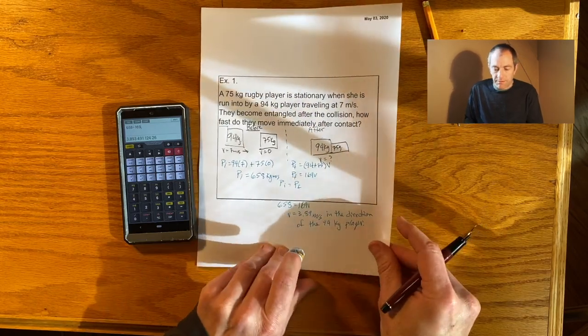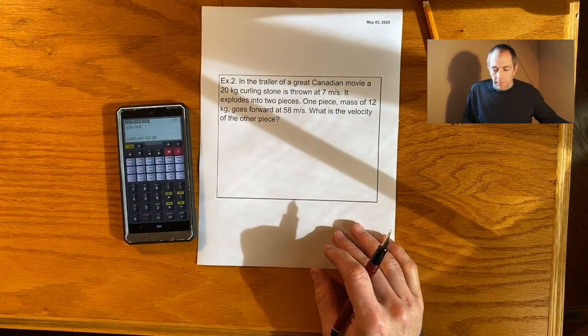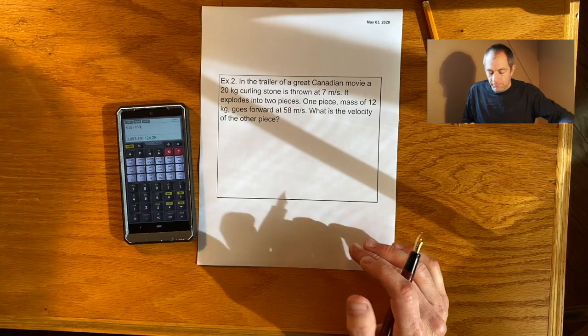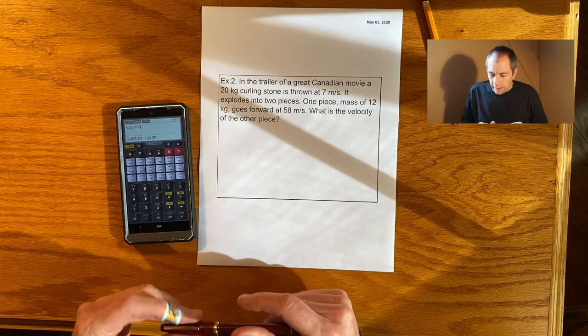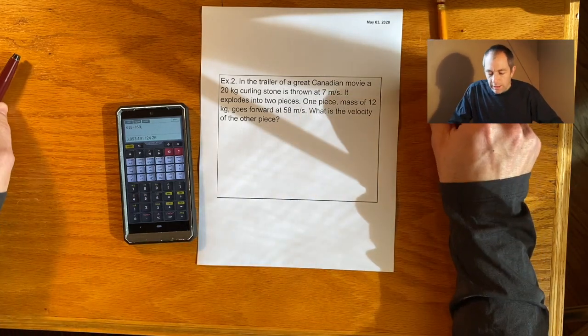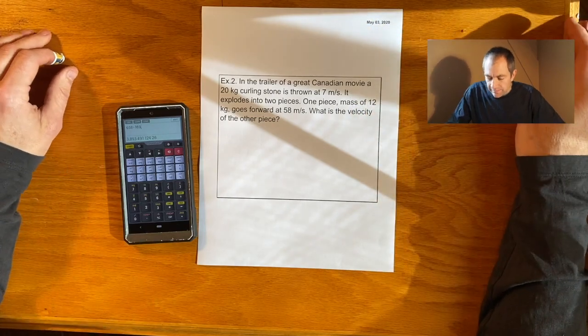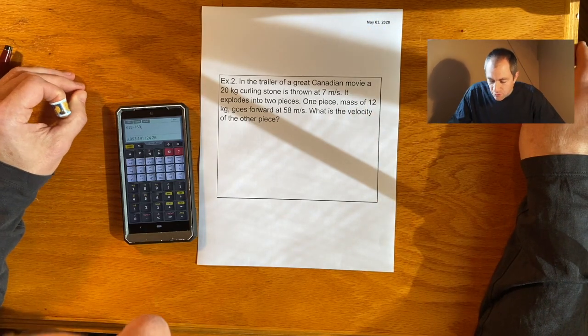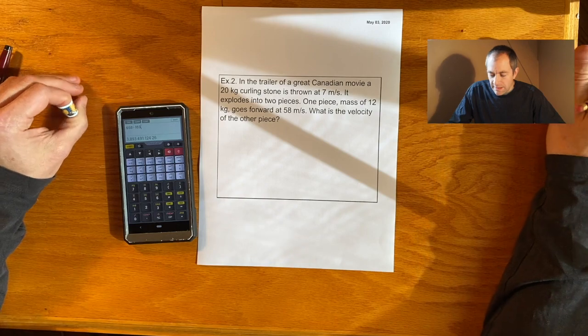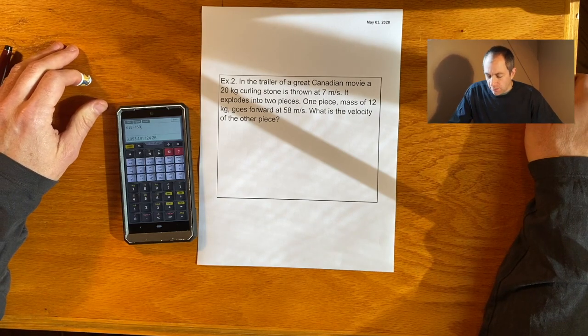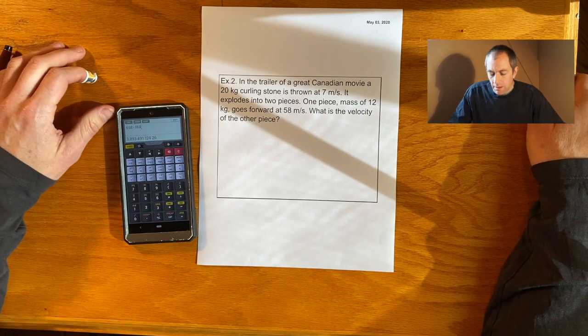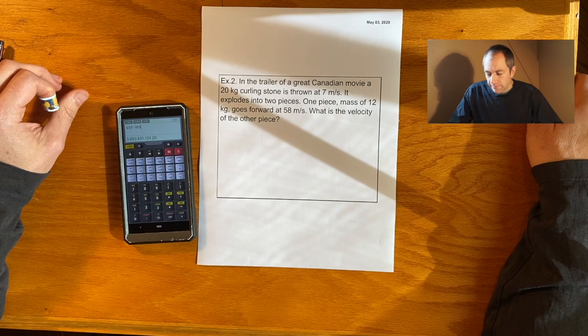Okay, here's our second one. In the trailer of a great Canadian movie, the 20 kilogram curling stone is thrown at 7 meters a second. It explodes into two pieces. One piece, mass of 12 kilograms, goes forward at 58 meters a second. What is the velocity of the other piece?